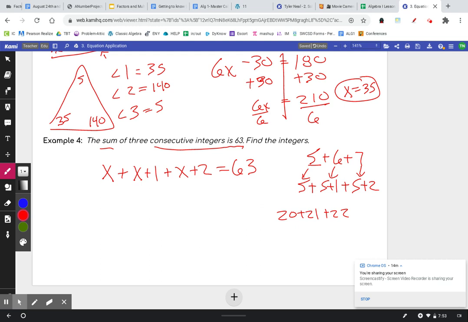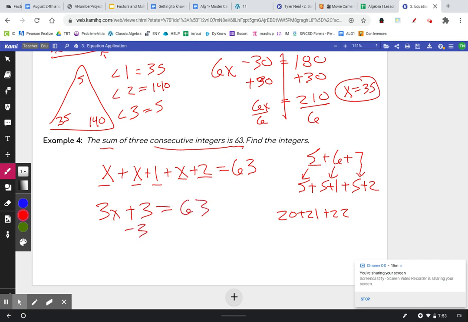Let's make sure mathematically, because if the problem gives us a huge number like 1,055, we don't want to have to guess and check. We just want to be able to use this math to do it. So can I combine like terms? I can. There's 1, 2, 3 x's, all positive. So that's 3x, plus I have a 1 and a 2, both positive, so plus 3 equals 63.